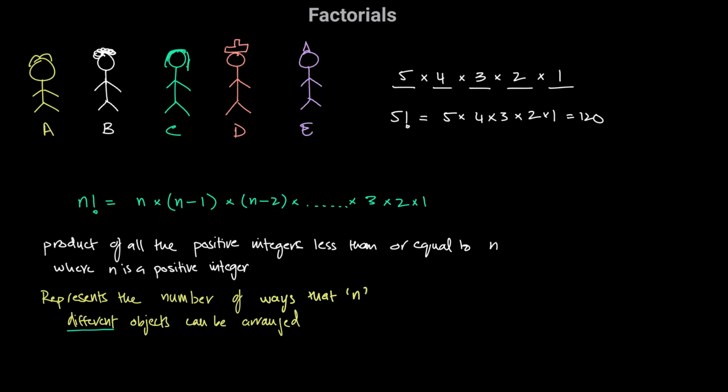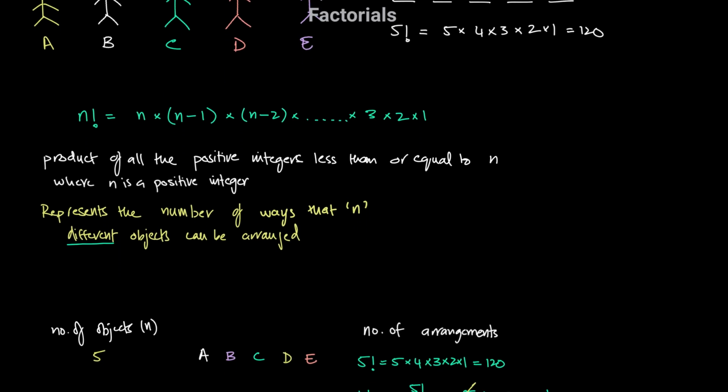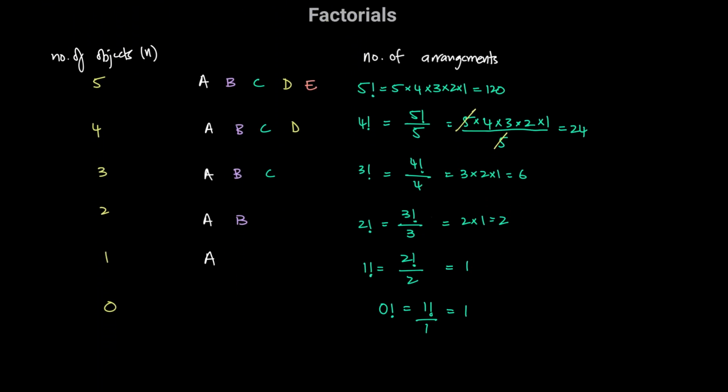What is 0 factorial? Well, one way to look at it is by looking at the following picture here. What we have here is the number of objects n. So if I have 5 different objects, the total number of ways of arranging them is equal to 5 factorial, which is equal to 120. If I have 4 different objects, the total number of arrangements is 4 factorial, which is simply 5 factorial divided by 5. If we take 5 into 4 into 3 into 2 into 1 and we divide that by 5, we get 4 factorial, which is equal to 24.